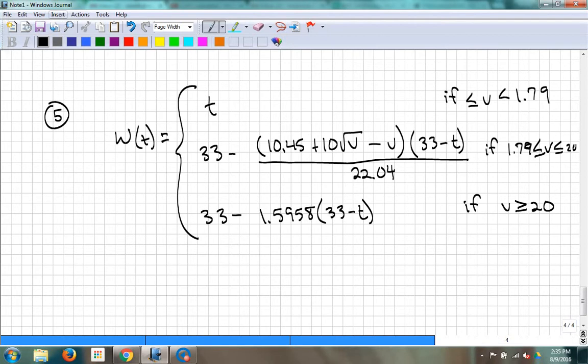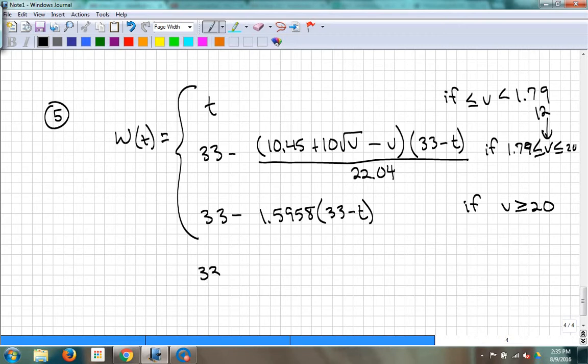Compute the wind chill for an air temperature of 15 degrees Celsius and a wind speed of 12 meters per second. Okay, so V is what the conditions are based off of, and T is what the function is out of. So we're going to use the V to determine the wind speed. It tells us where to go. The wind speed of 12 would fit into the second piece. So we need to plug in that 12 for V and then 15 for T.